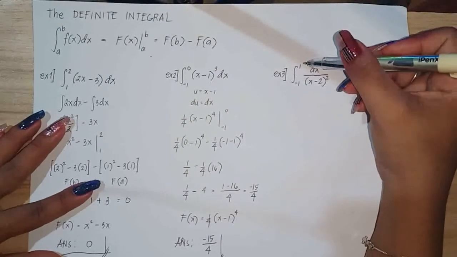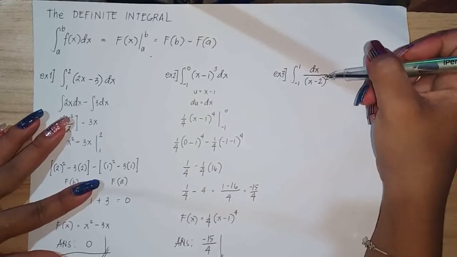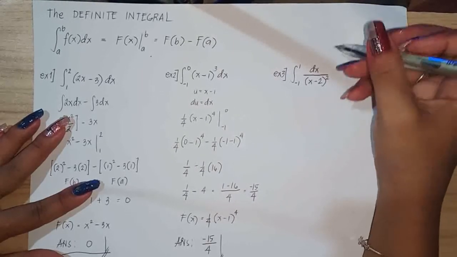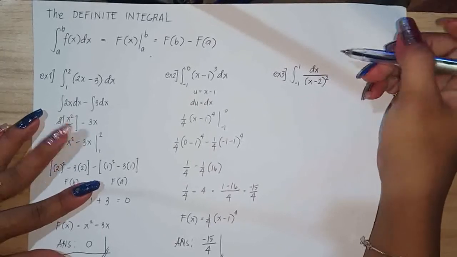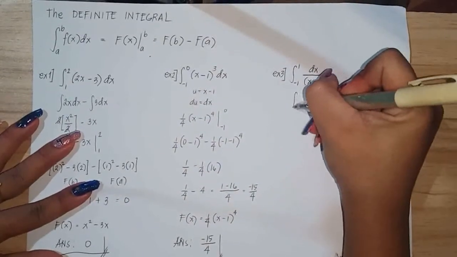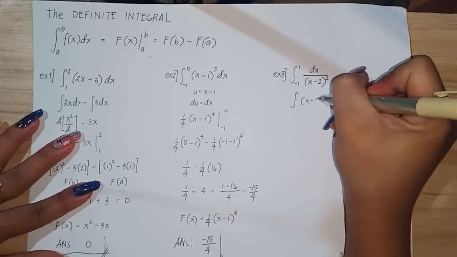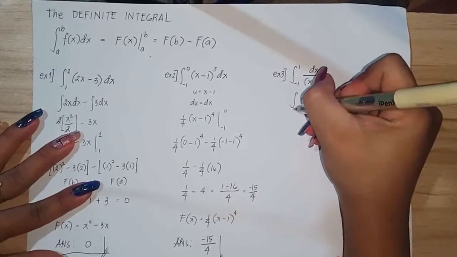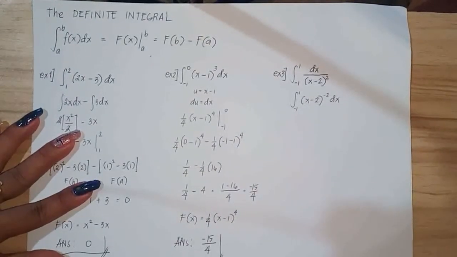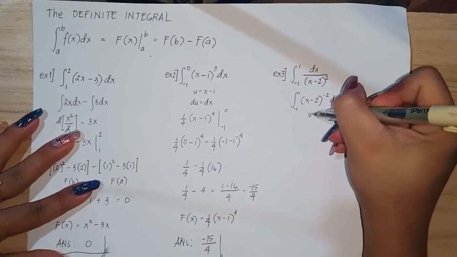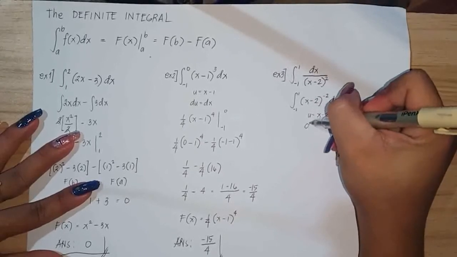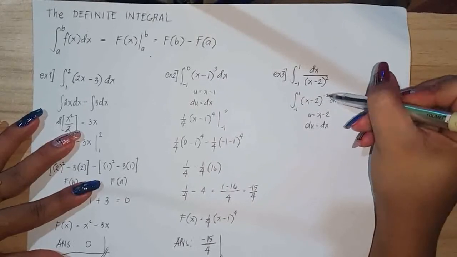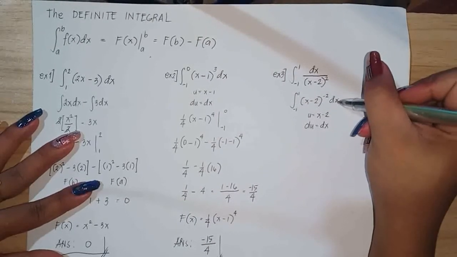Next example is the integral of dx over x minus 2 squared. So we raise x minus 2 squared to the numerator. You will now have the integral of x minus 2 raised to -2 dx, wherein the limits are from -1 to 1. If you let u be x minus 2, your du would be dx. So that is u raised to -2 du.